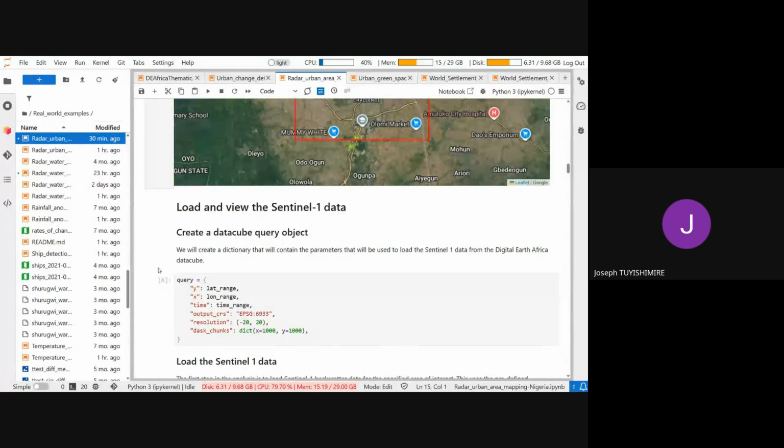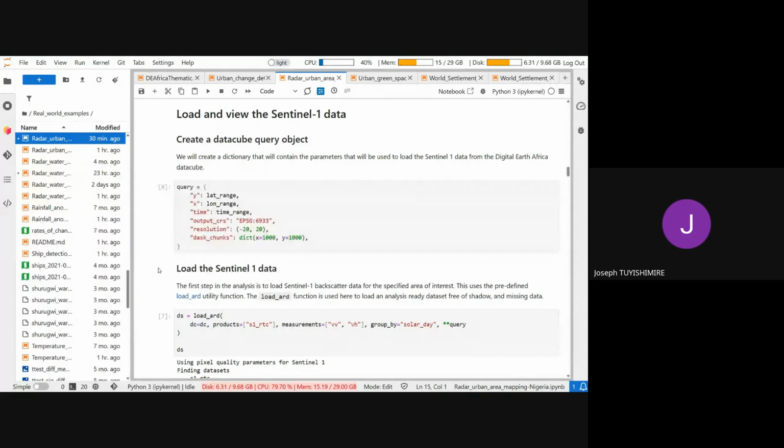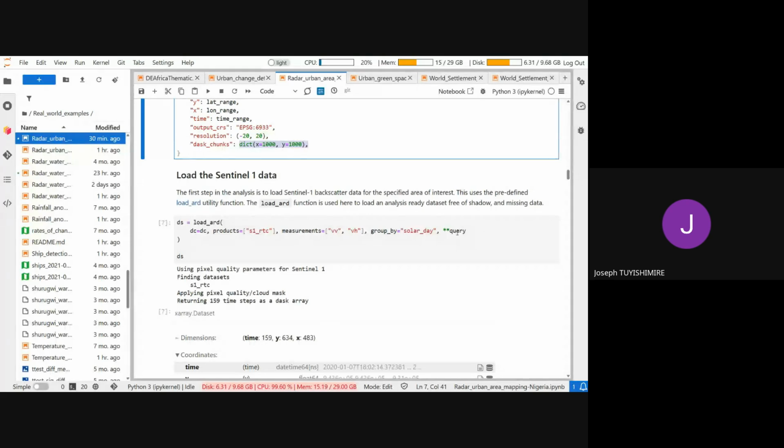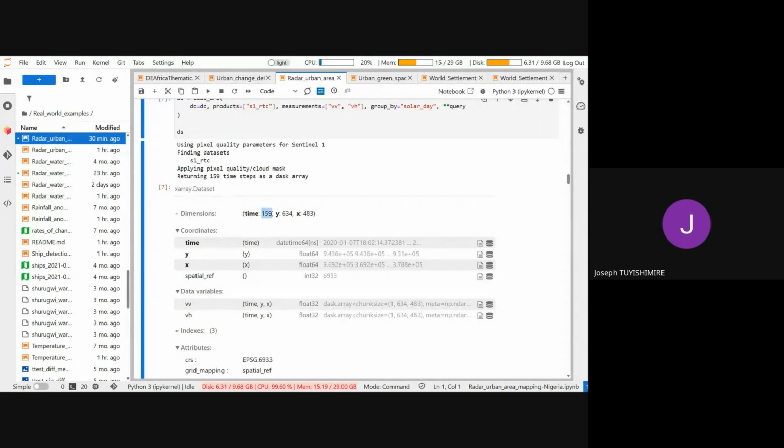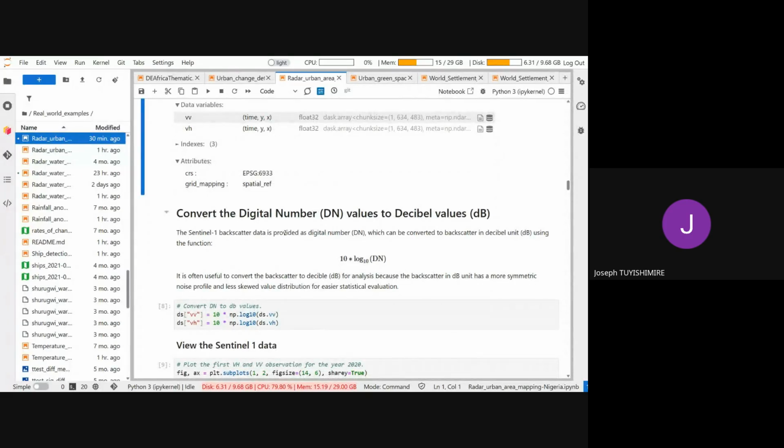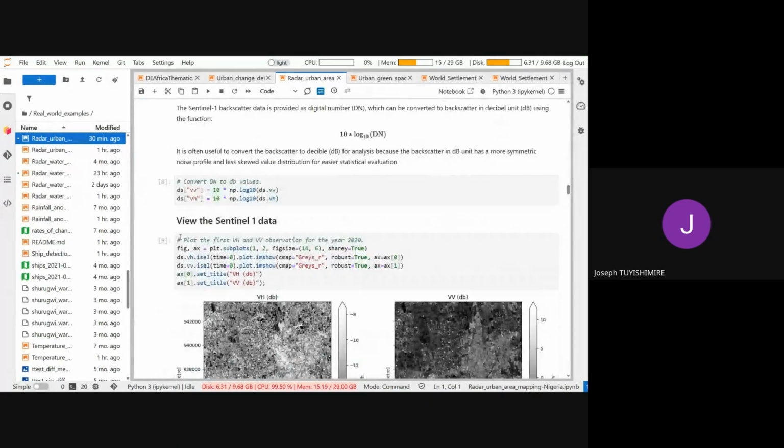Then we can route our data sets, putting the query, subject, and doing the resolution, and also try to cut the layer into different chunks to ease the load on memory. We have 159 time series, and then we can try to process and read the data sets so that we are able to convert the DN to dB. This is the data.